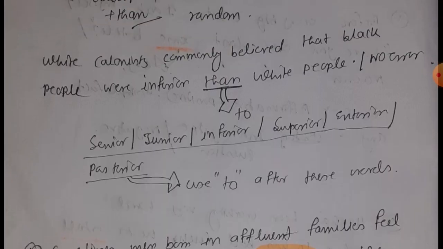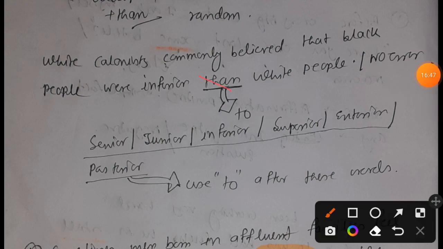So now let's move to the next one. White colonists commonly believed that the black people were inferior than white people. Here the wrong thing is that in place of than there should be to, because remember, whenever we are comparing using terms such as senior, junior, inferior, superior, exterior, posterior, in place of than there should be to.